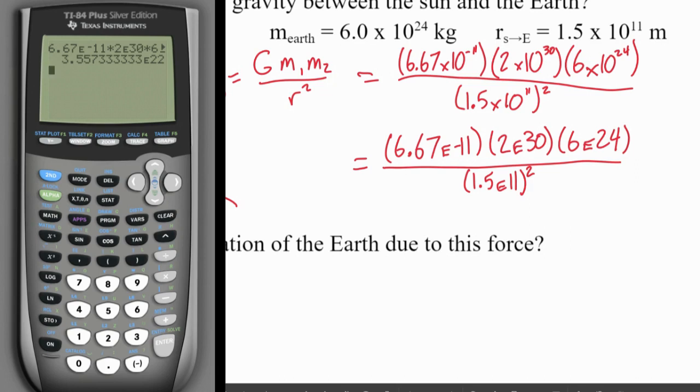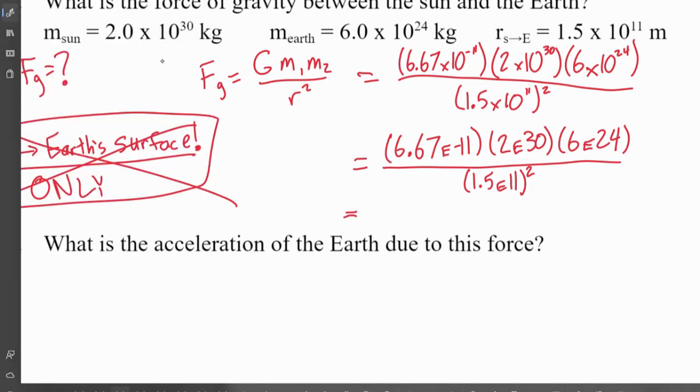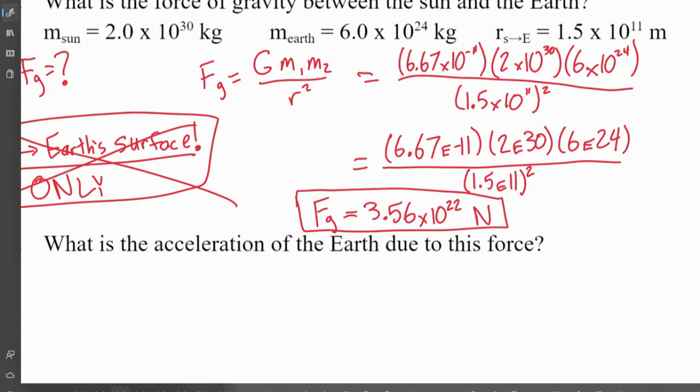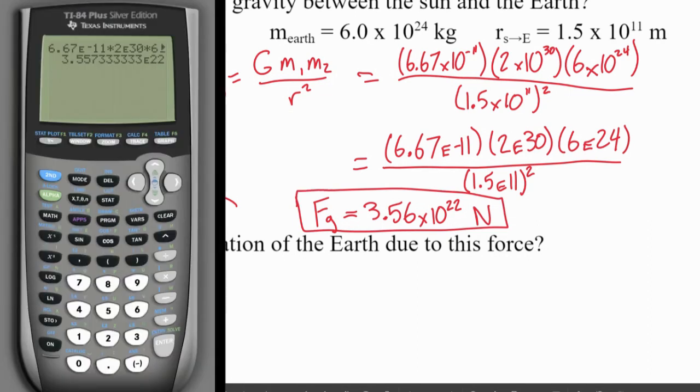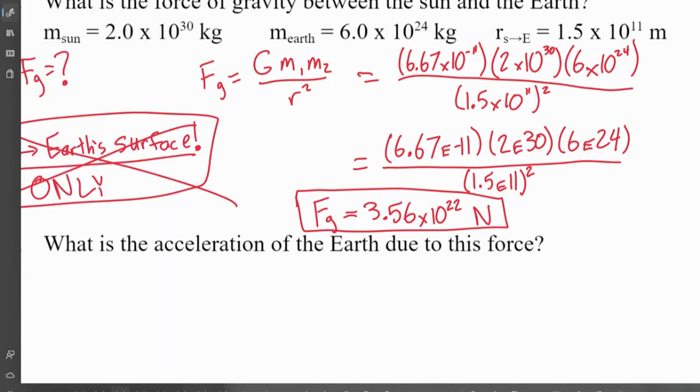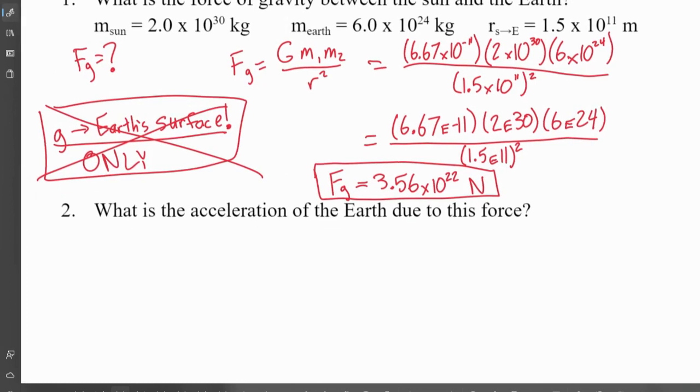So the gravitational force between these two is now going to be 3.5, and if we do 3 sig figs, that rounds up to 3.56 E, meaning times 10 to the 22. So we got 3.56 times 10 to the 22. And this is a force of gravity, so units of newtons. Okay. Just make sure I got that number right. 3.56 times 10 to the 22nd newtons. Perfect. That is our force of gravity between the Earth and the Sun.